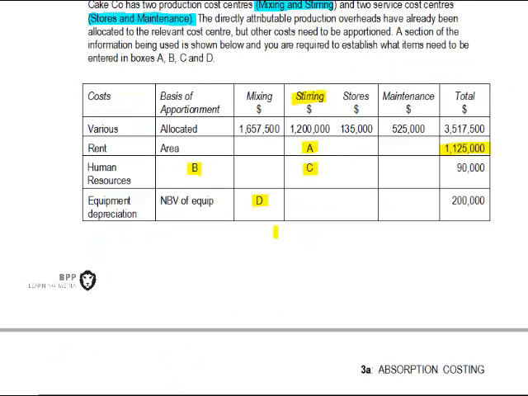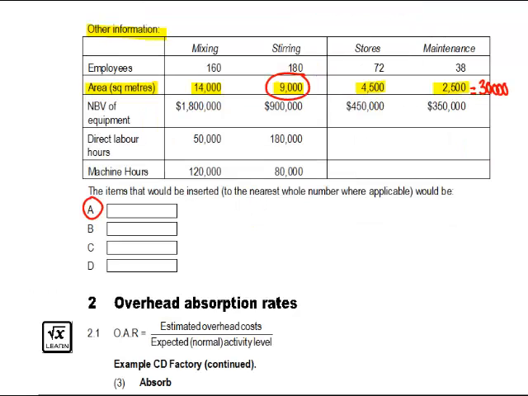In box B, we need to decide the basis of apportionment. So what method are we going to use to apportion the human resources costs? Well, looking at the choices here, it would seem that the closest we can get is the number of employees. So all we need in there is employees, the word employees.